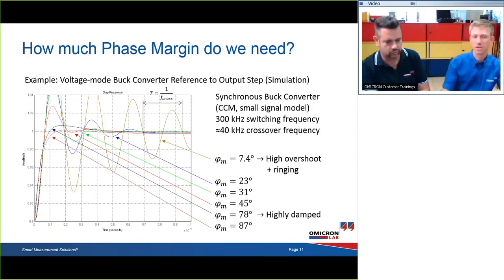And if you increase phase margin even further, you will end up with an even slower and more damped system, but you don't have ringing anymore above 70 degrees. If you make the phase margin even bigger, then the system will just get slower.